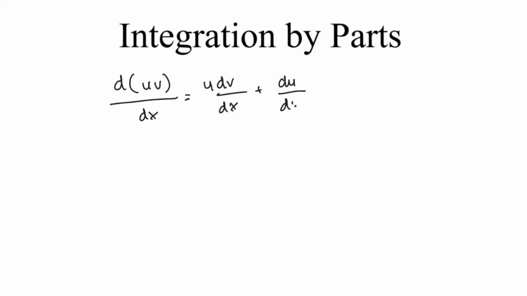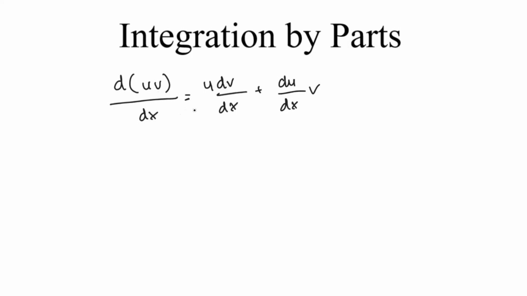The product rule is d of uv over dx. This uv is a function of x. So the derivative of uv is equal to u dv over dx plus du over dx times v, right? You have learned this formula in Calculus 1.